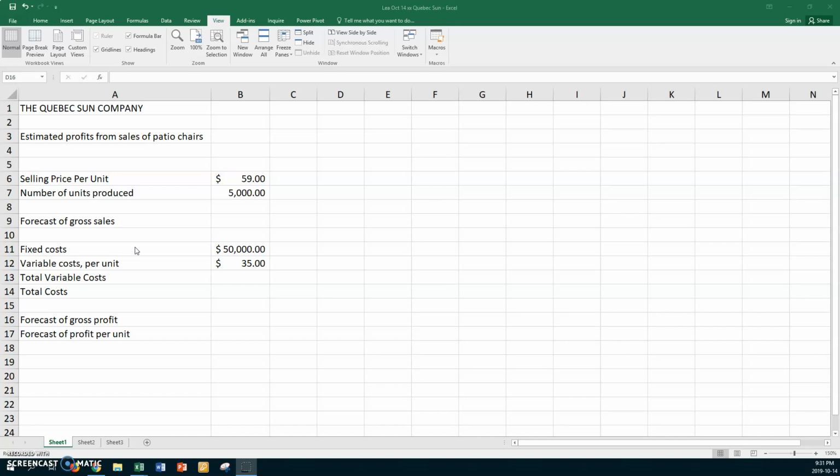This one's going to talk about selling price and then costs involved and then your gross profit and eventually your forecast of gross profit per unit.